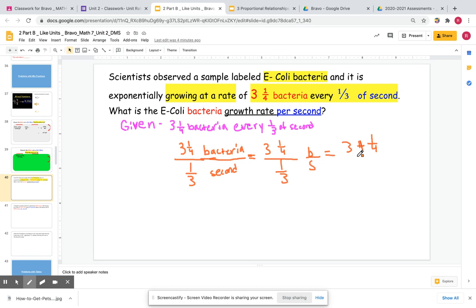And that's still over 1/3. And you have to include your units. The top is talking about bacteria, the bottom is talking about time in seconds. Now that you split your mixed fraction and you carried over your fraction in the bottom, you can do the following step. The following step is to convert any fraction to a decimal.